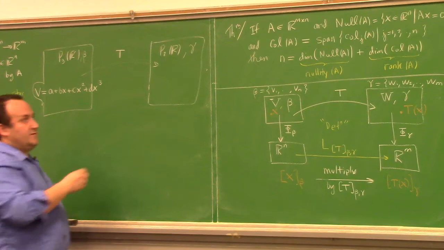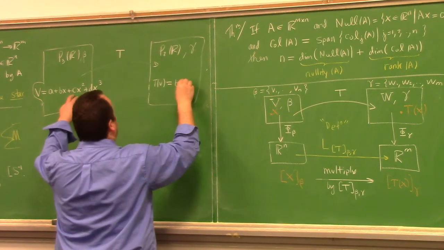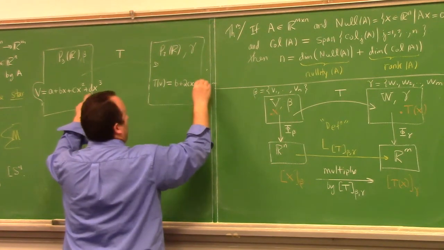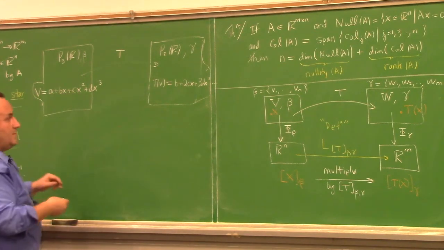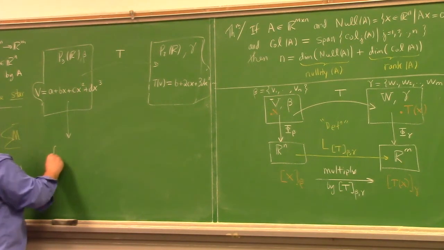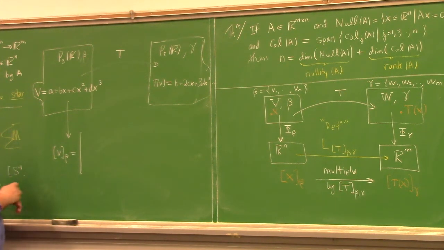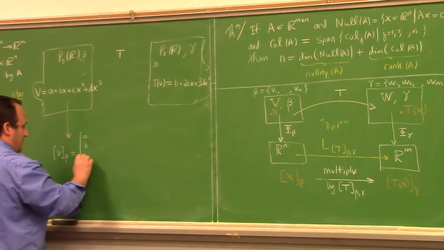So what's T of v over here? It's b plus 2cx plus 3dx squared, right? So what's the coordinate vector with respect to basis beta of v? There's no x's in the coordinate vector. It has to be a column vector with just numbers in it. Your choices are a, b, c, d, right? Yes, that's exactly it, a, b, c, d, because we made it match like that.